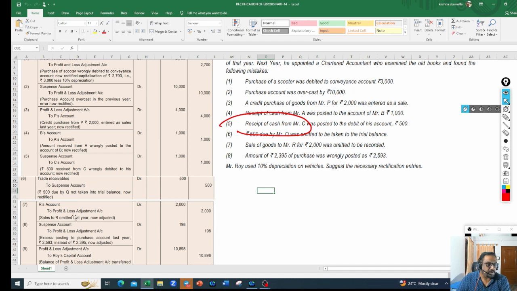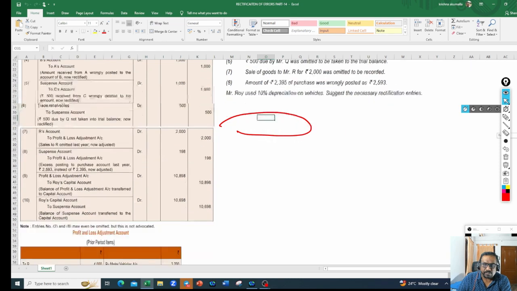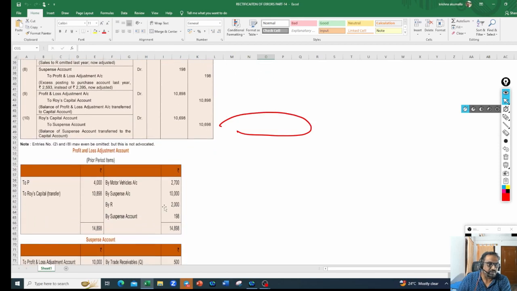So next one is R account debit to profit and loss adjustment account. Here profit and loss adjustment account is credited. So let me go and see whether profit and loss adjustment account is credited. So wherever profit and loss adjustment account is there, we have already posted. Now balance it. Once you balance, the balance has come.